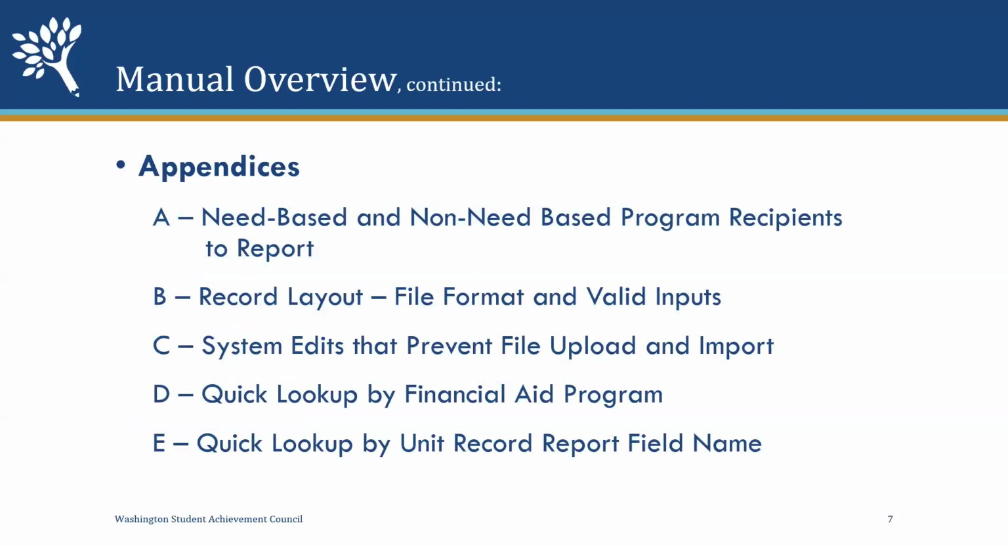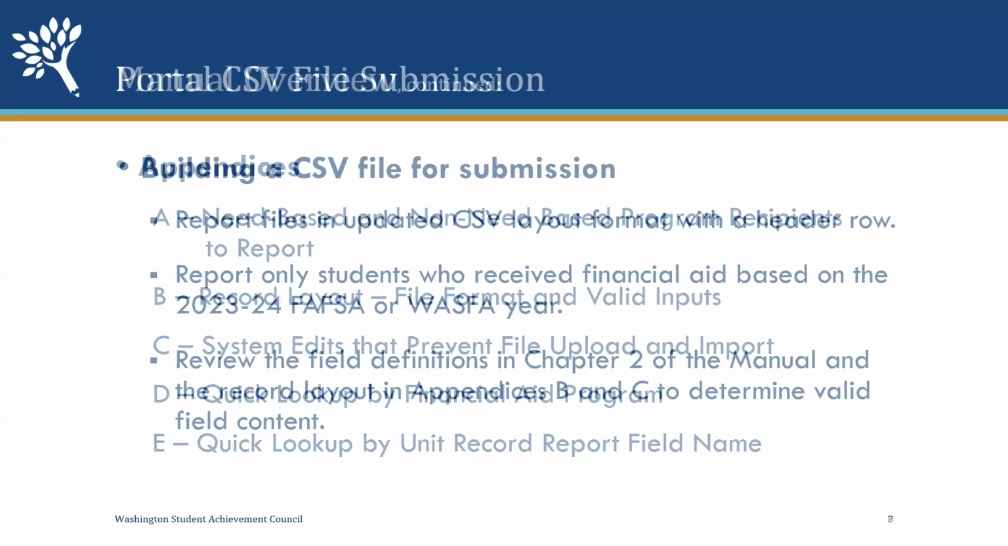There are 5 different appendices. You've got the appendix that lists the need and non-need based program recipients that need to be reported. B is the record layout that has the file format and valid inputs. C is the system edits that prevent file upload and import, something you're going to want to familiarize yourselves with. D is a quick lookup by financial aid program, and E is a quick lookup by the unit record report field name. This is where all the details are laid out.